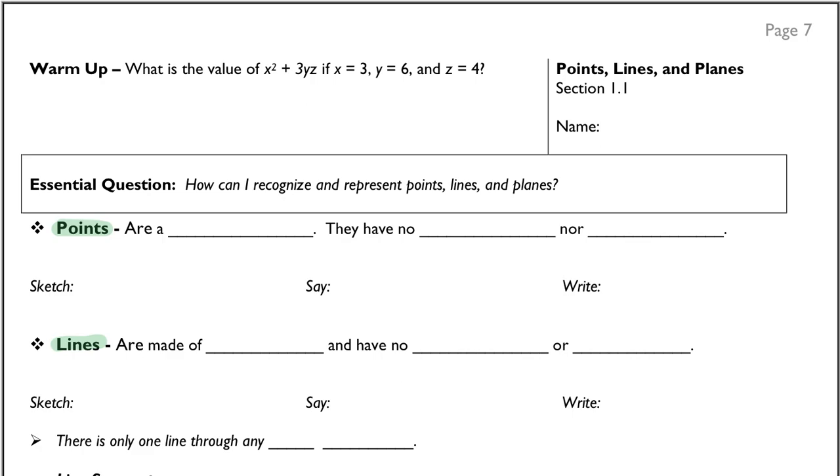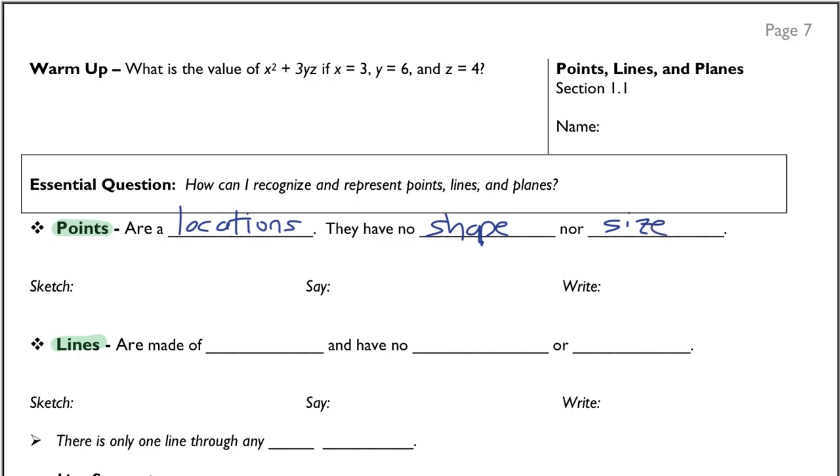So the first thing is points. They're going to be locations. So a point, or points, are locations. They actually have no shape, nor do they have any size. Let me rewrite that, size.